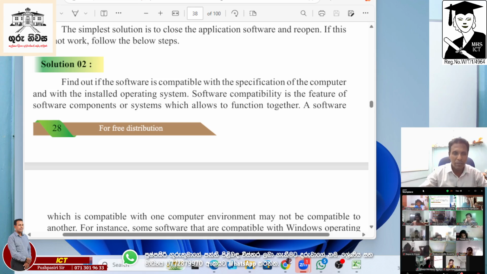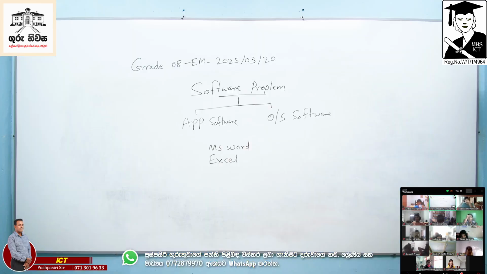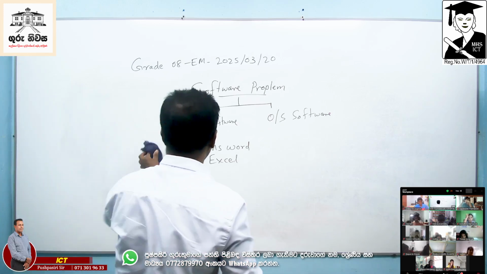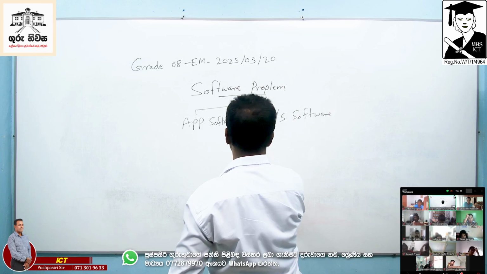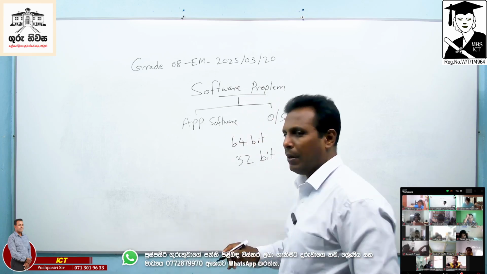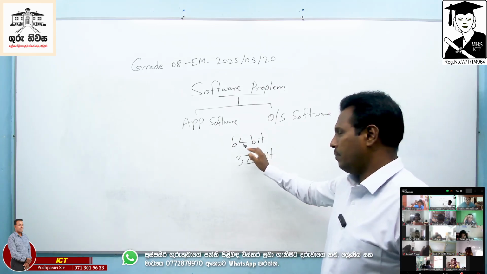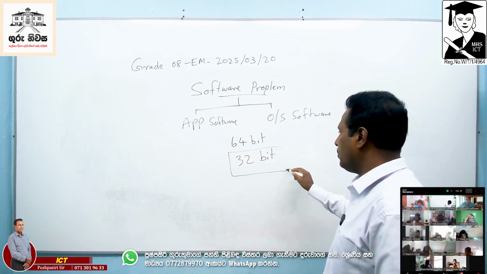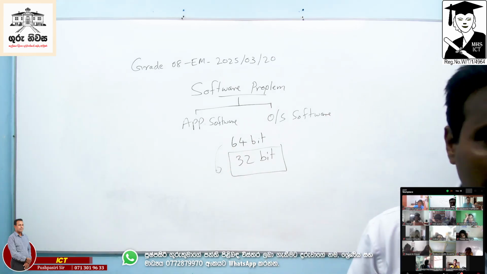Right? I just want to explain you that one. According to our operating system, there is 64 bit and there is 32 bit. Some software works on 32 bit, and 64 bit operating software does not work on computers with a 32 bit operating system.